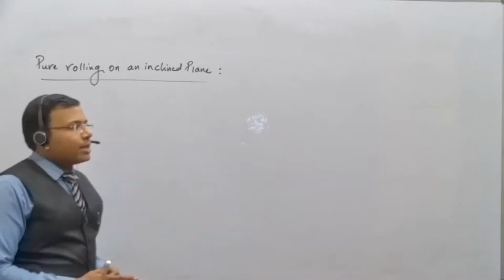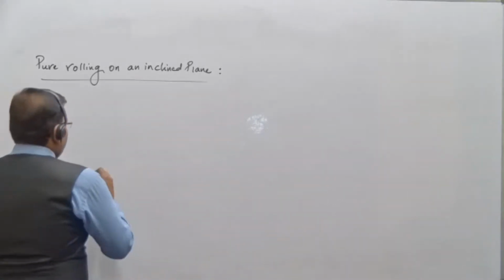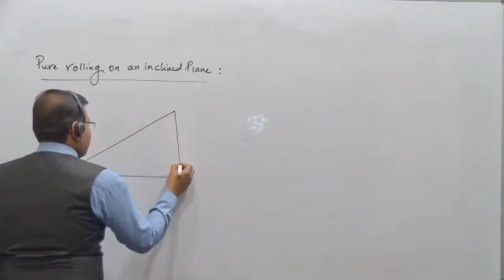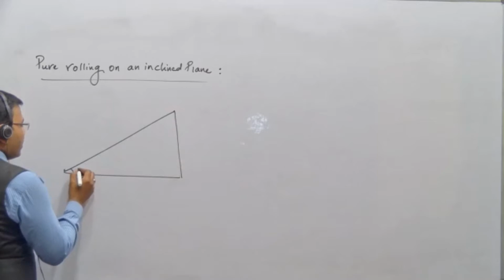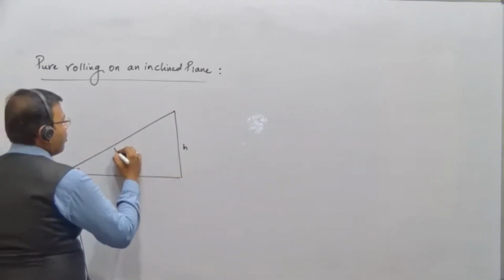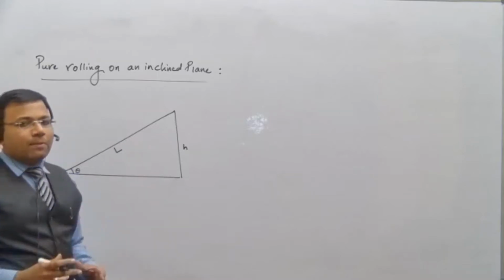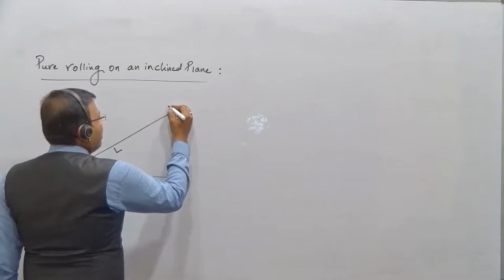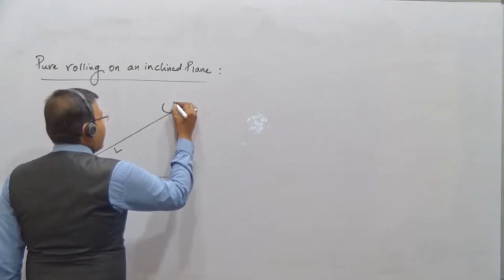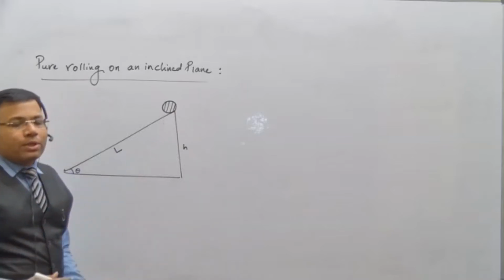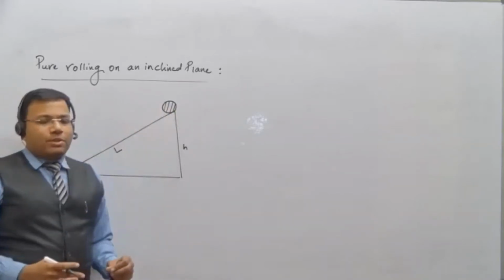So for that, I consider one inclined plane. This is an inclined plane of inclination theta. Height of this inclined plane is h, and the length of the inclined plane, I take it as L. Now, at the topmost point of this inclined plane, I consider one rolling object or a rolling body, and I keep it.